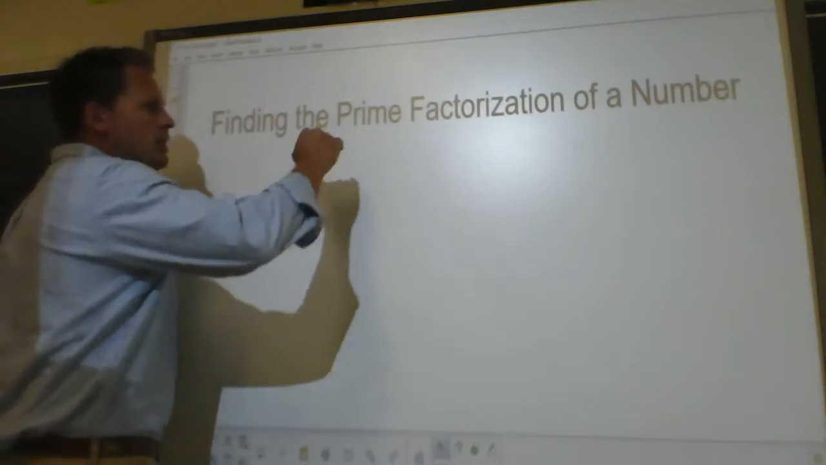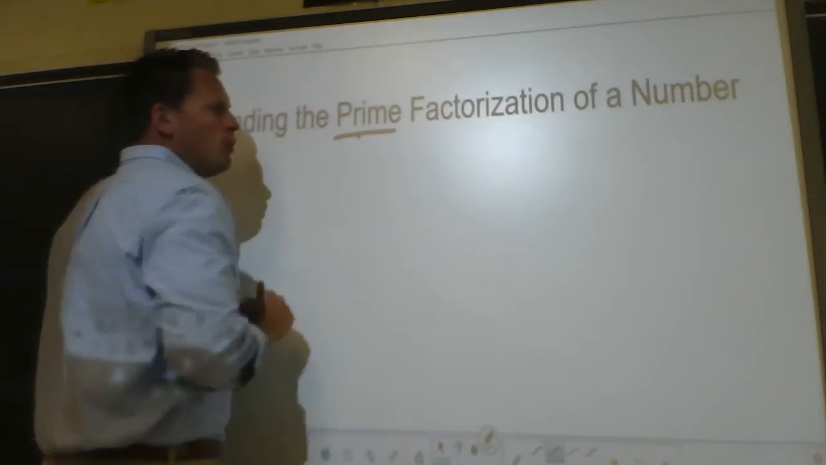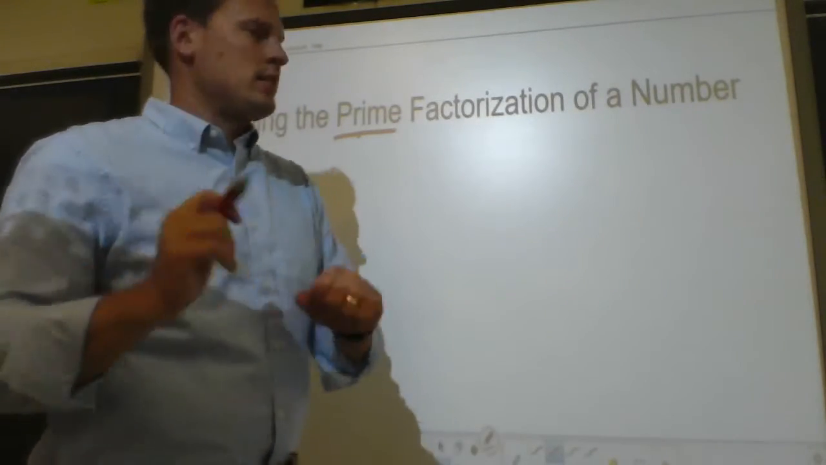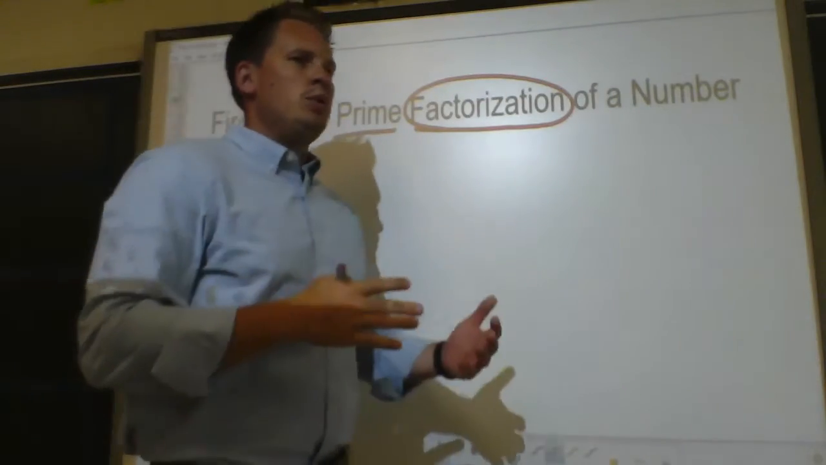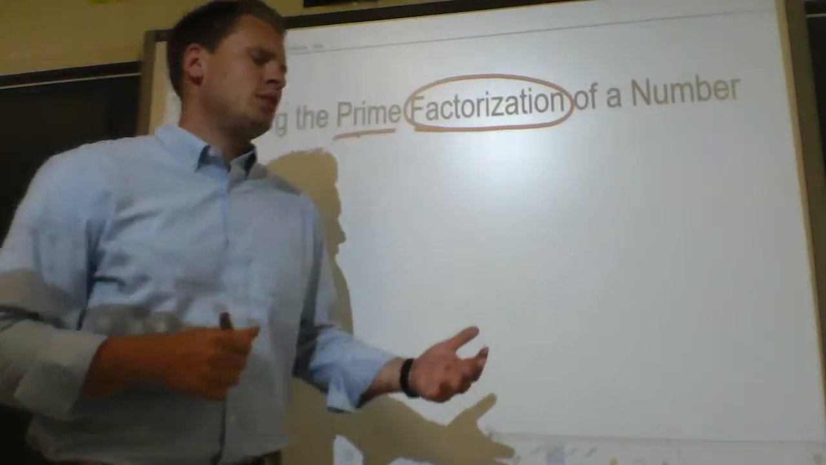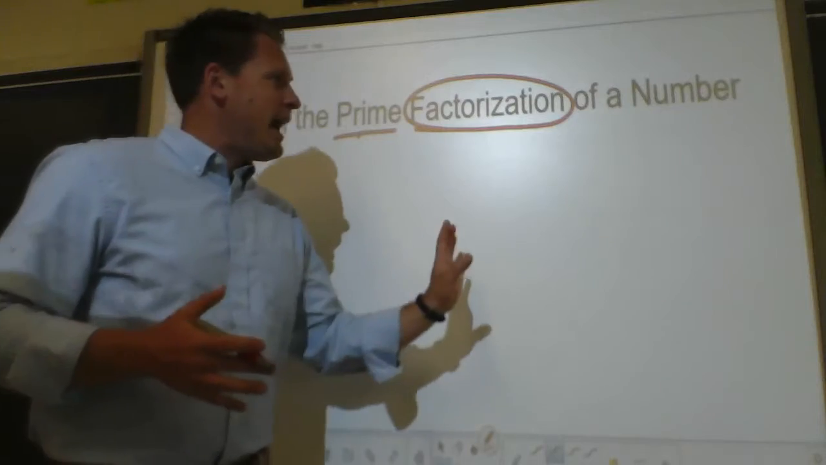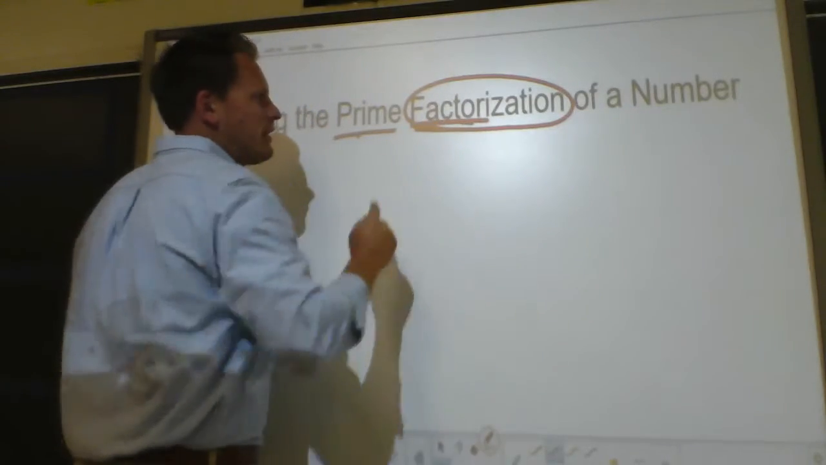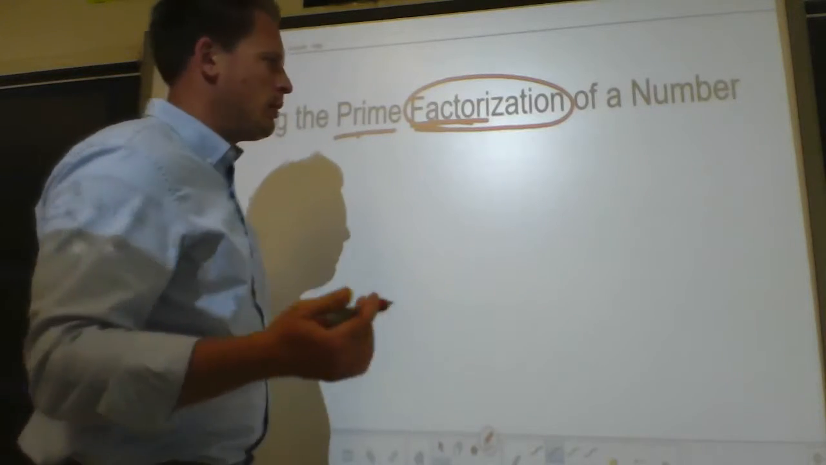So again, finding the prime factorization of a number. Let's break this down. Prime, we're going to work on that on the next slide. Let's talk about this word, factorization. We recently just finished finding common factors. We recently just finished doing the factor rainbows, and what we were looking for was factors. So we have that word in here, factor. A factorization is really just any multiplication problem.